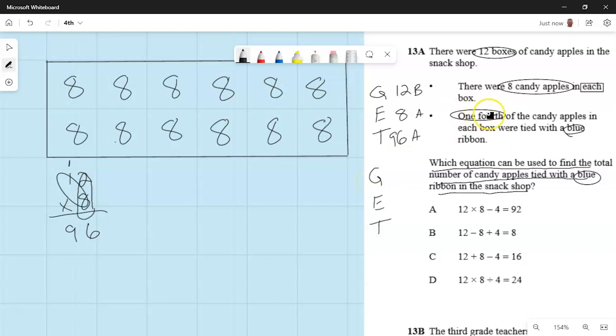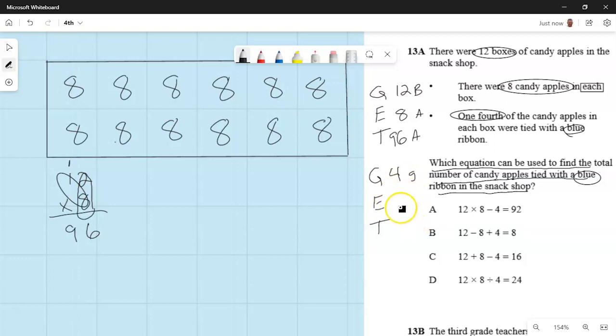Okay, in this case, our groups are going to be 1/4 because if we put the apples into 4 equal groups, one of them is going to have blue ribbons in it. Do I know the total? And we said these are the groups. That's basically how many groups we're going to put it in. Do we know how many are in each group?